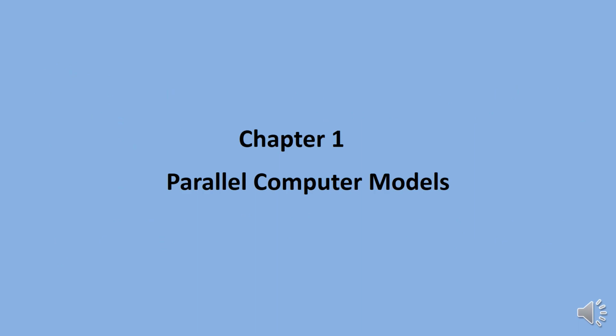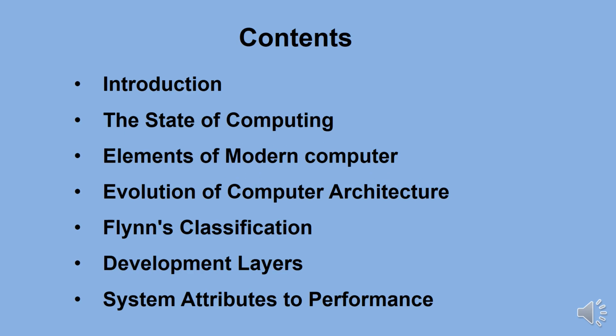Chapter 1 talks about parallel computer models. Contents are introduction, the state of computing, elements of modern computer, evolution of computer architecture, Flynn's classification, development layers, system attributes to performance.